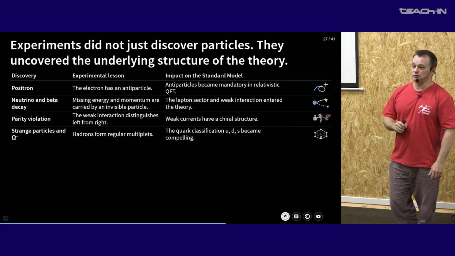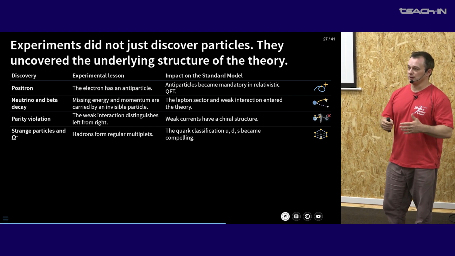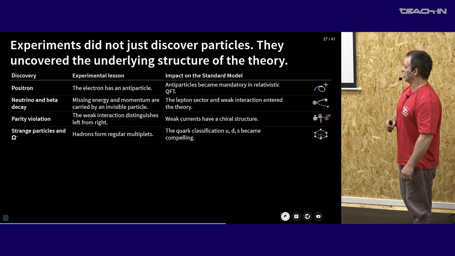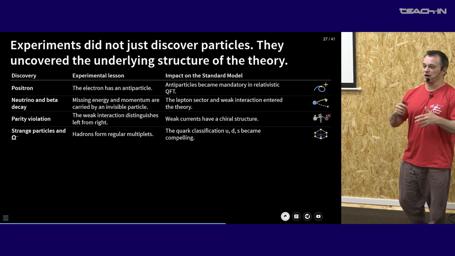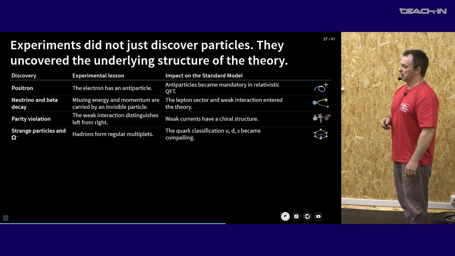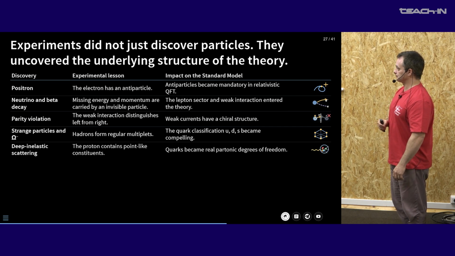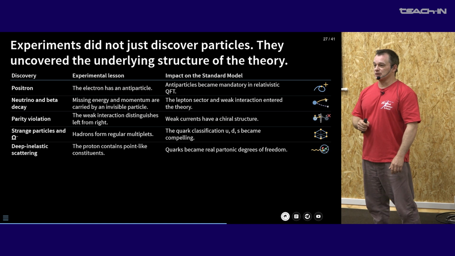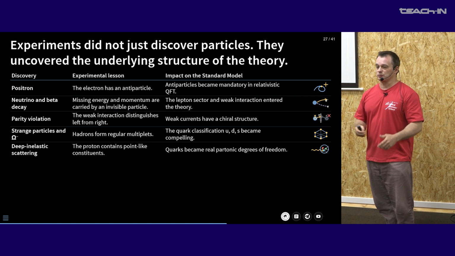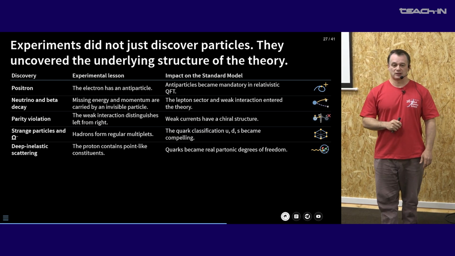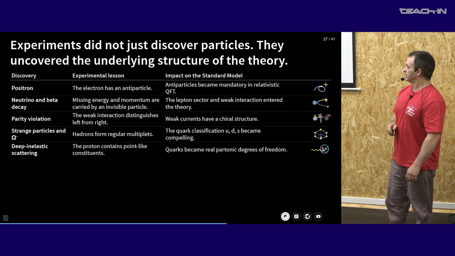Then the discovery of strange particles indicated that there are more than just up and down quarks. So there are other quarks, and people began to construct different classifications. And finally, after all this mathematical treatment, they discovered a theory of strong interactions. Deep inelastic scattering was not just a single experiment. It was a large experimental program which finally discovered that protons are made of quarks and gluons.